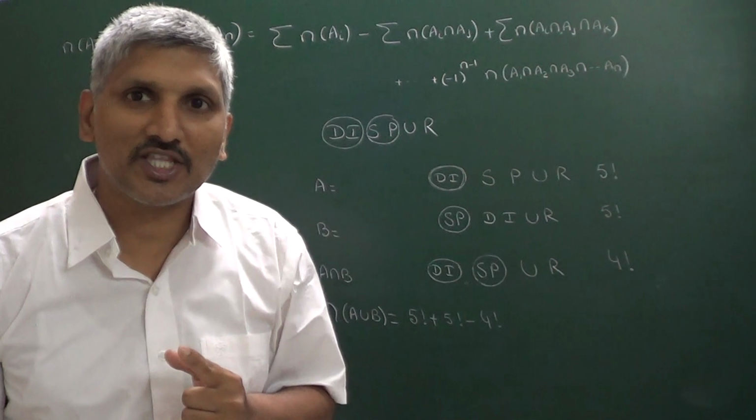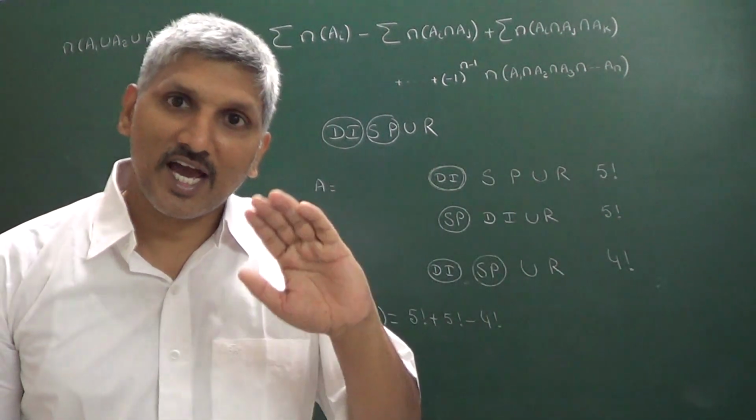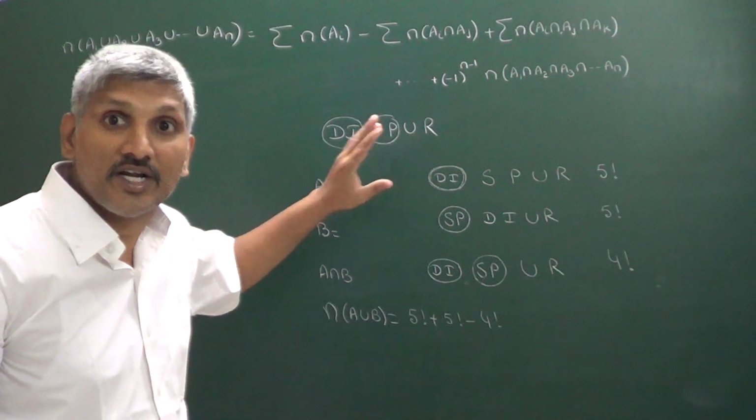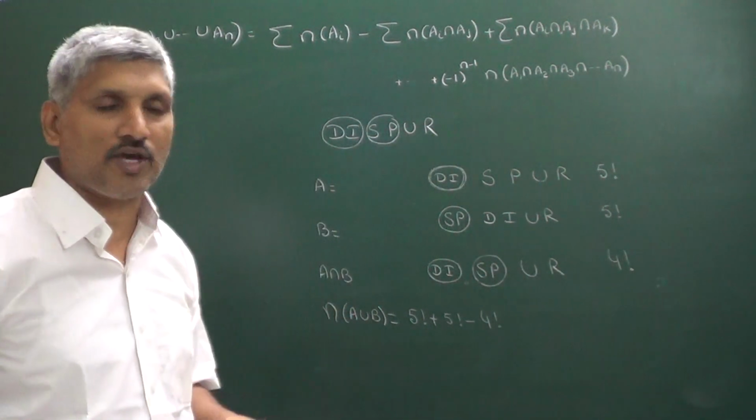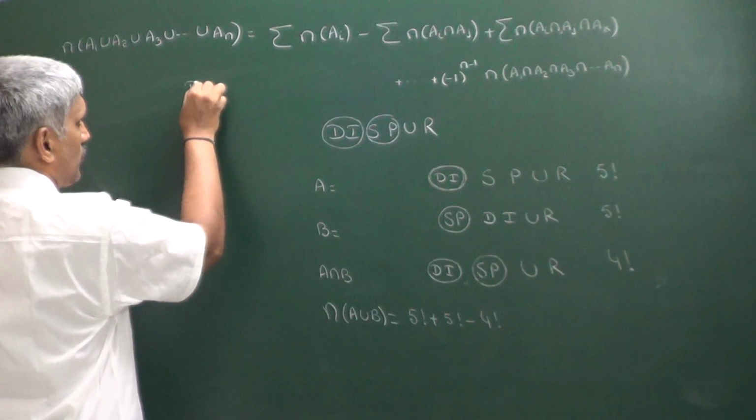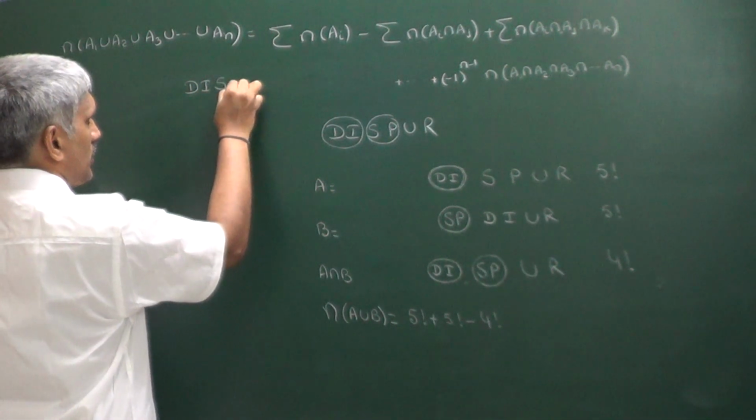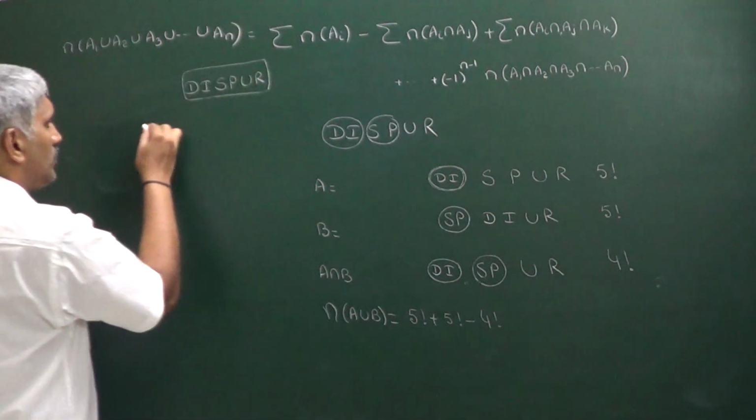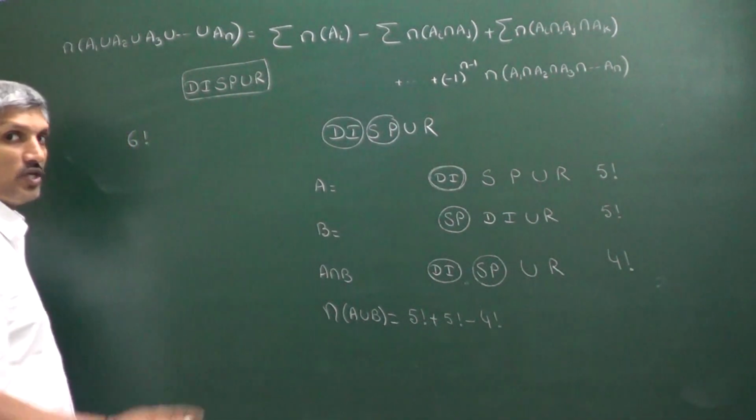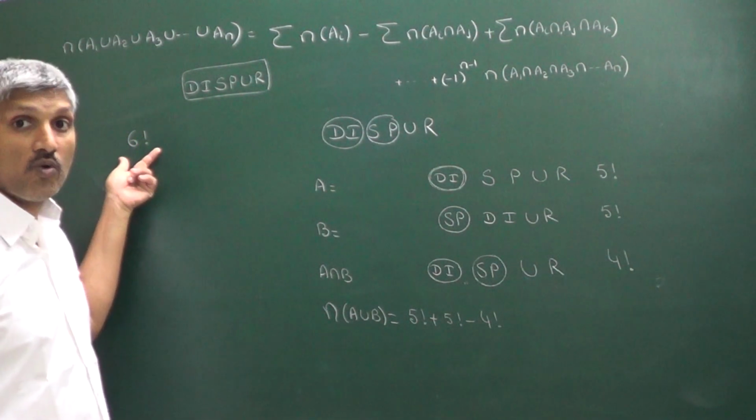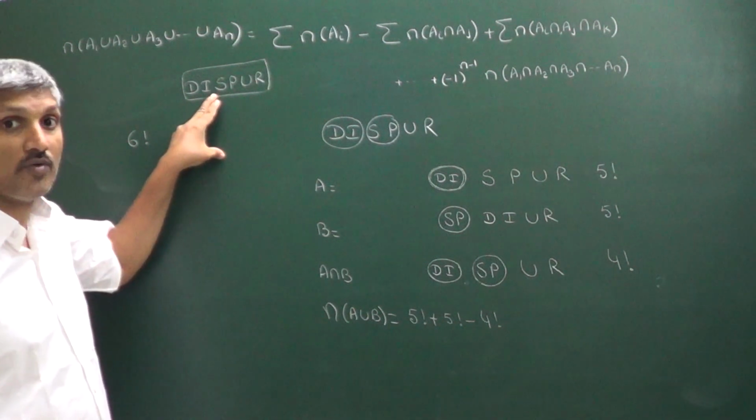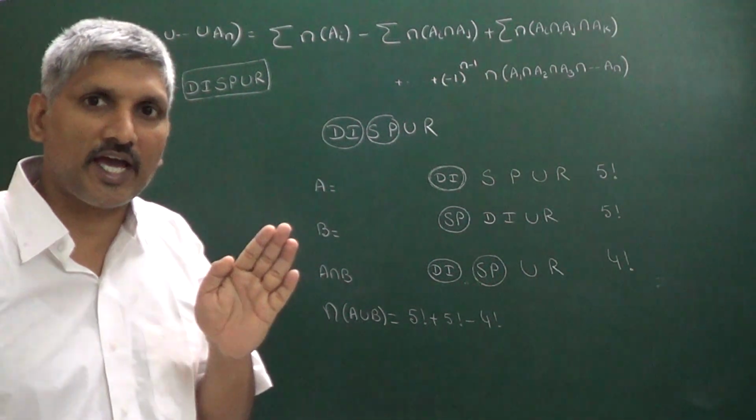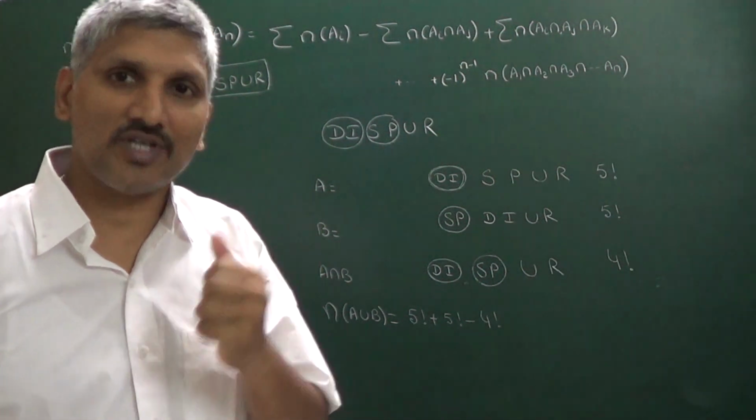But what is asked in the question? None of them appears. Neither DI nor SP appears. Neither DI nor SP has to appear. Total, with the letters of the word DISPUR, how many different words can be formed? 6 factorial different words are possible. These are the total words that are possible with the letters of the word DISPUR. But what is it saying in the question? Neither DI nor SP has to appear.